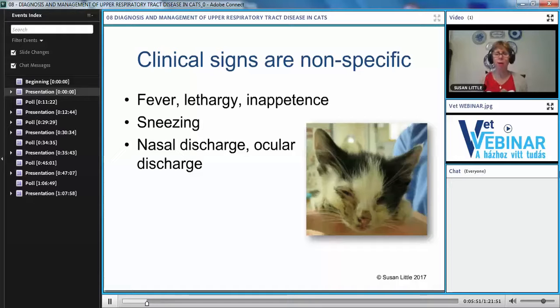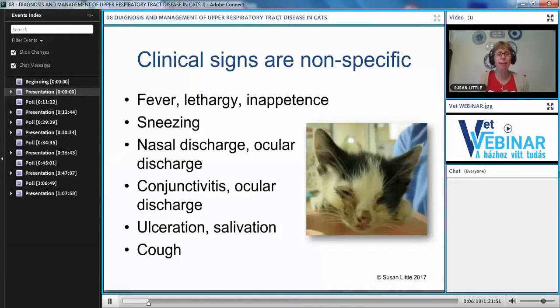We'll talk a little bit about how you might raise your index of suspicion for a specific type of pathogen. But most of these pathogens produce very similar clinical signs in cats. So we often see fever, lethargy, some degree of impact on appetite, sneezing sometimes accompanied by nasal discharge or ocular discharge, and various degrees of things like conjunctivitis, maybe ulceration, whether it's on the cornea or in the mouth.